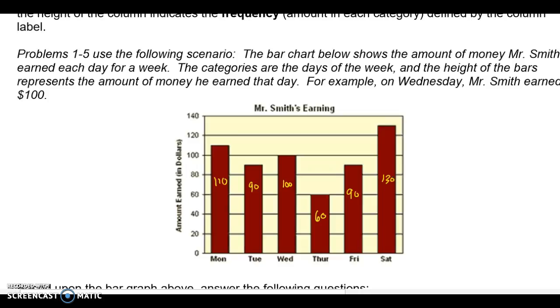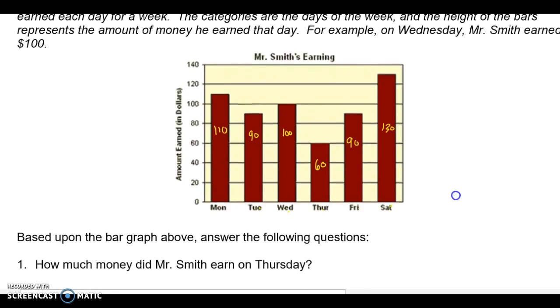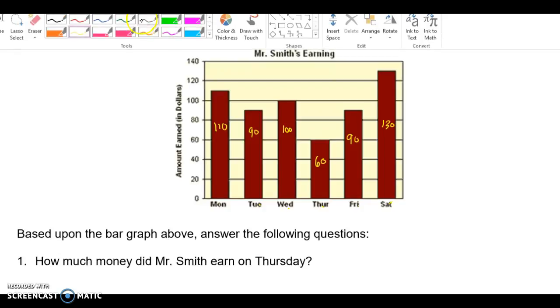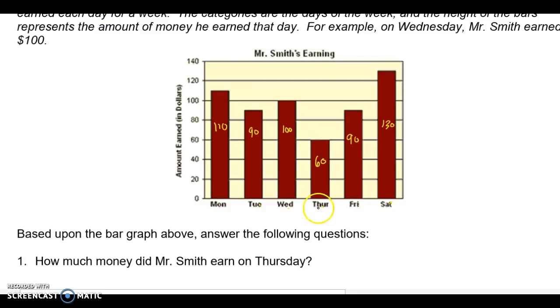So the problem says we have a bar chart below that shows the amount of money Mr. Smith earned each day for a week. The categories are the days of the week, and the heights of the bar represent the amount of money he earned. So these are all of your categories down here, and then this is the amount of money he could make. So based upon the graph above, answer the following questions. We want to know how much money did he make on Thursday. So I'll look at Thursday, and it looks like $60.